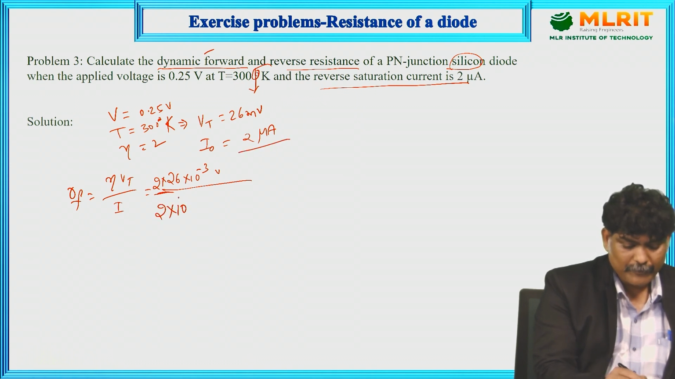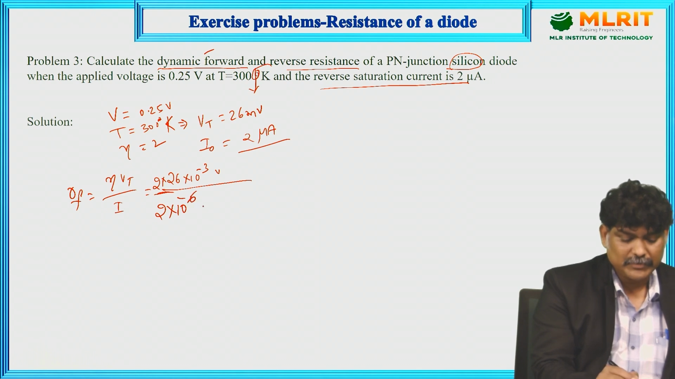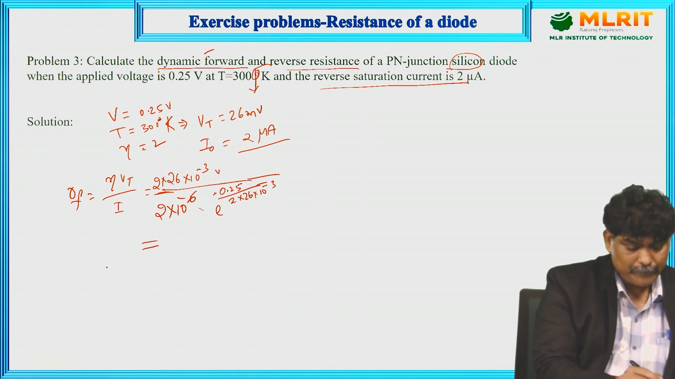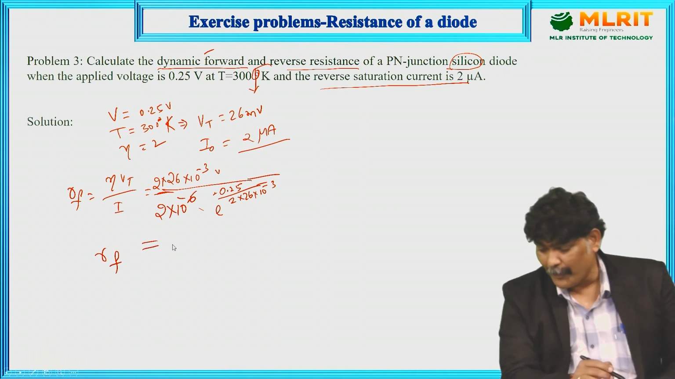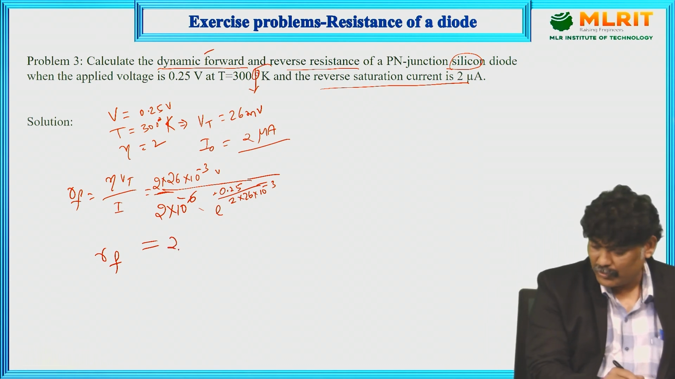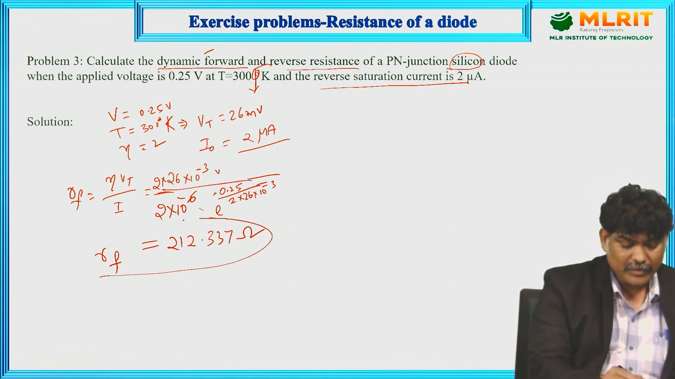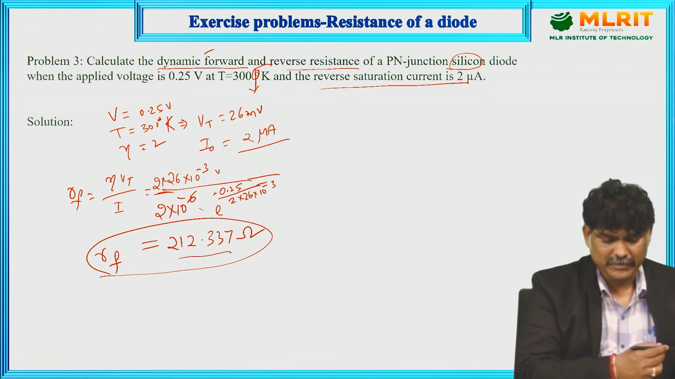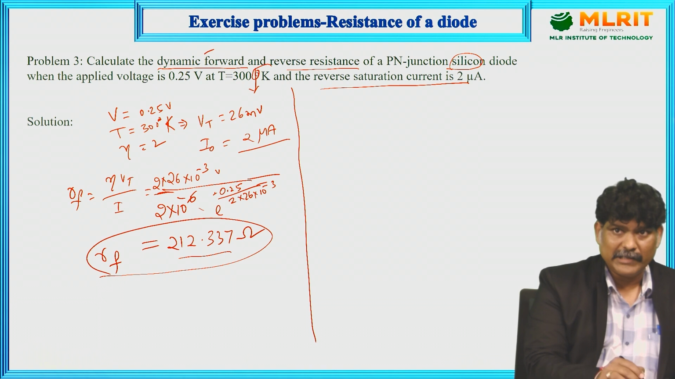2 into 10 power minus 6, micro means 6. 2 microamperes. I naught into e power V, where V value is 0.25, upon, what is the value of e power plus V by eta Vt. Eta means 2 into 26 millivolts. So if you solve for this, the Rf value becomes approximately 212.337 ohms. So this is the forward resistance. Forward resistance is less compared to reverse resistance, that we'll see. Then only current is flowing through the diode.